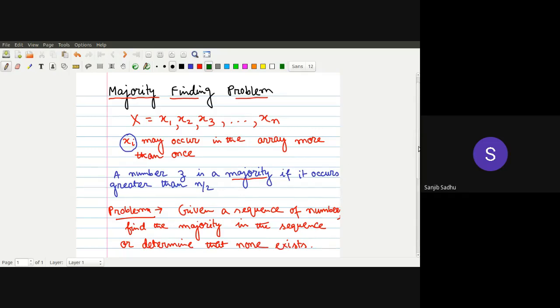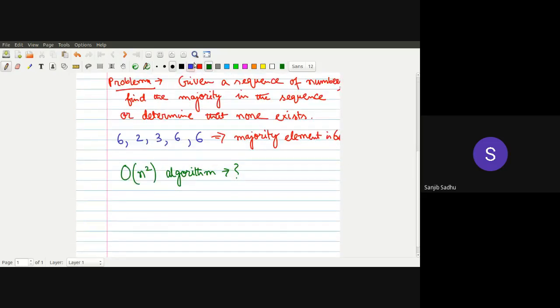Now we would like to improve this. So we go to an n log n algorithm next. How can you find it?